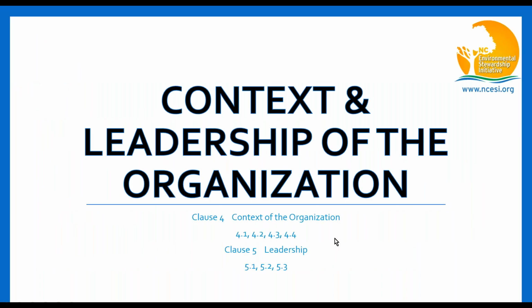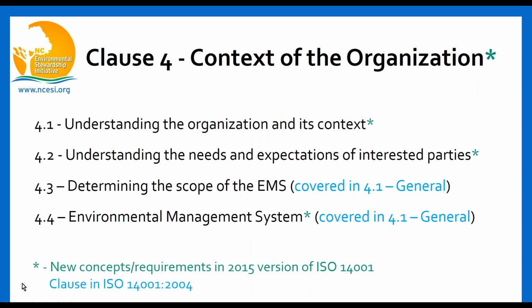All right. So we're going to dig in now to what the standard actually says. It starts with clause 4, which is context and leadership of the organization. There are 4 sections within clause 4. The first 2, understanding your organization and its context and the needs and expectations of interested parties, are new and introduced in the 2015 standard, whereas scope and environmental management systems were concepts that were included in the prior version.